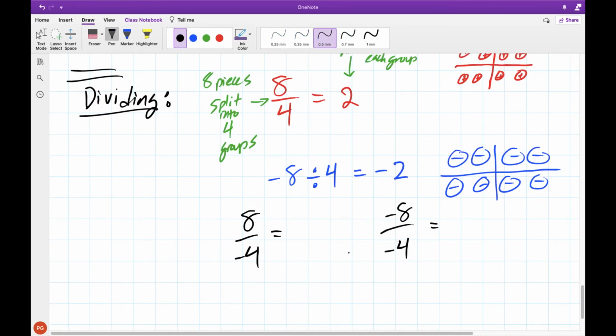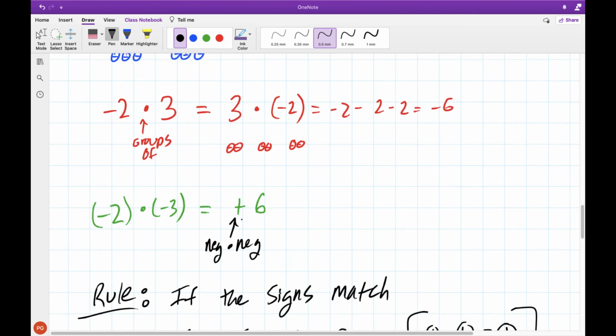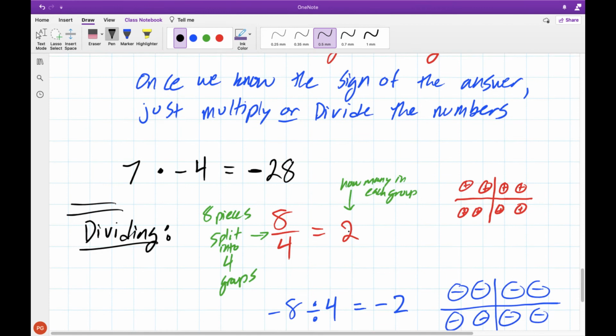Now the last 2 examples with our signs here are a little bit harder to explain with a picture like this, because it's hard to think about splitting 8 pieces into negative 4 groups or negative 8 pieces into negative 4 groups. And for the same reason that it's hard to understand how you could have negative 2 groups of negative 3, I will instead include links to videos after our next lesson that go into a little bit about why this happens.